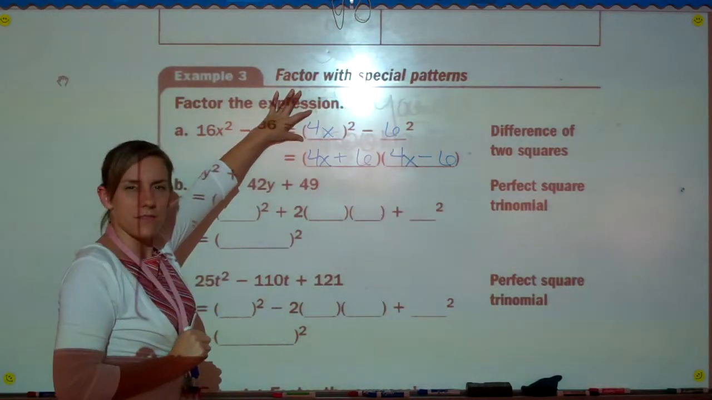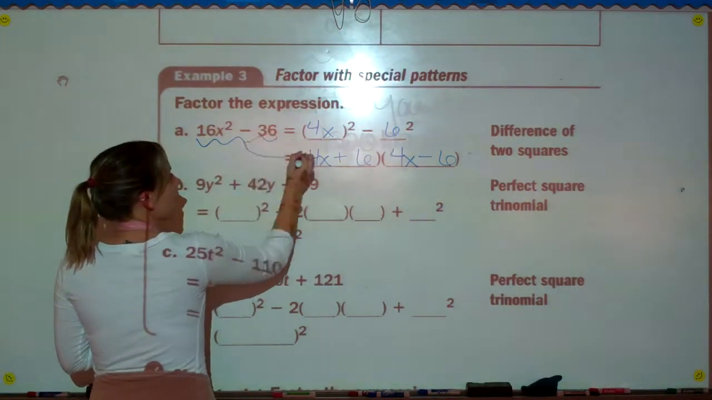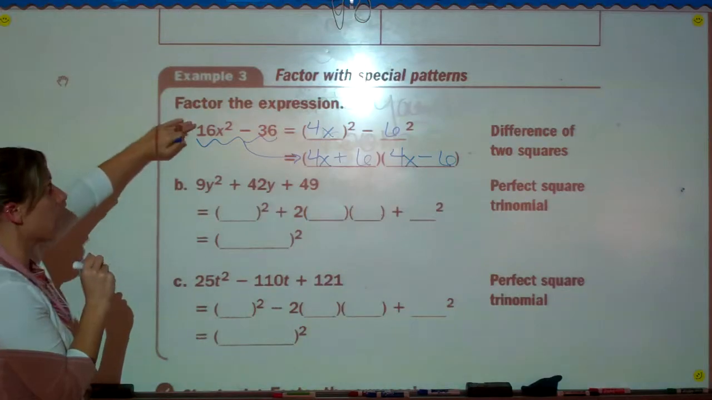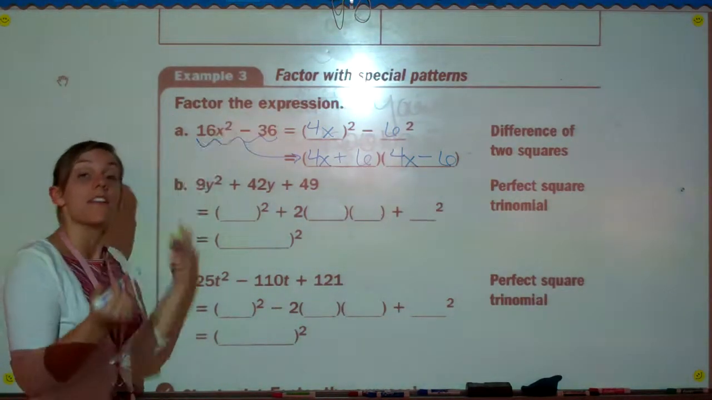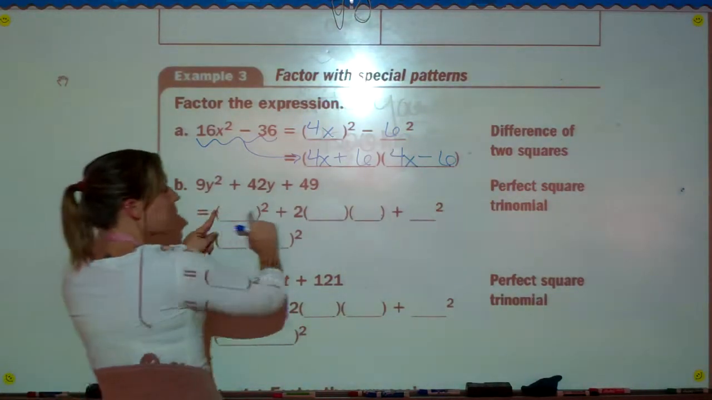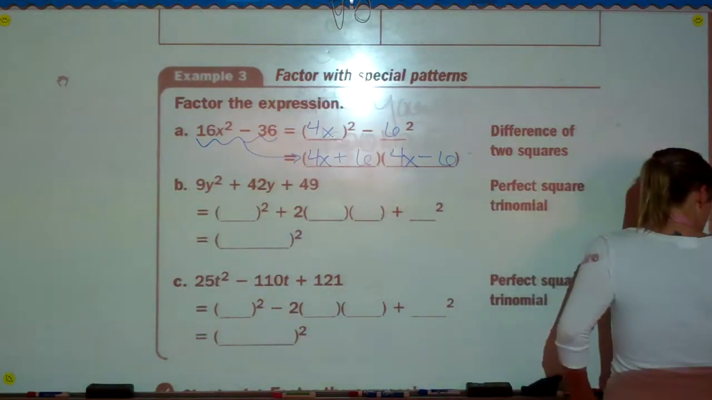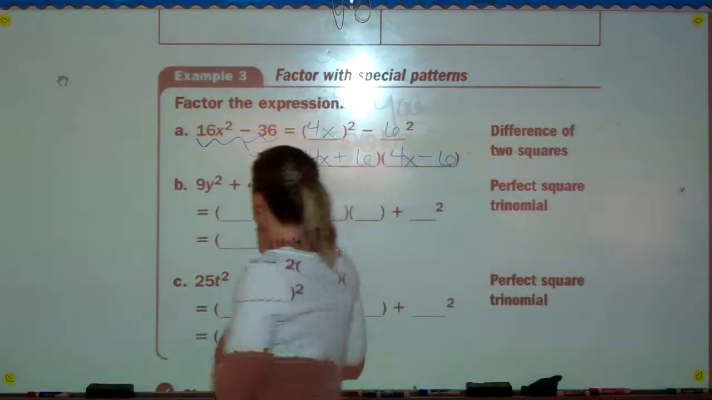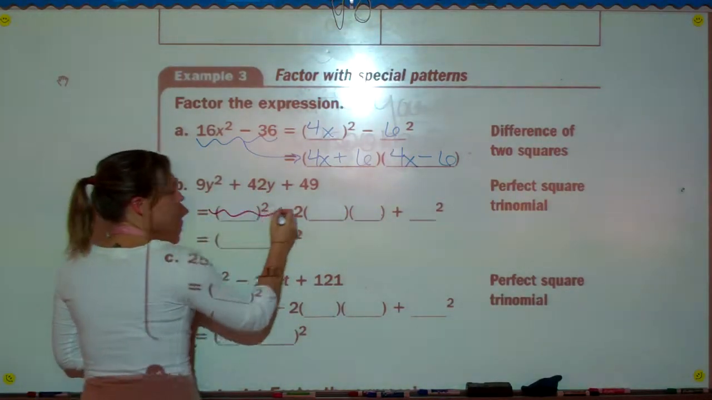You don't really need to do this part if you don't want. Most of the time, I just jump from here to there. And I just say, what times what gives me 16x squared? What times what gives me 36? They need to be the same because they're perfect squares. All right, this is the pattern that I kind of skipped, but I can show you that it can work out pretty easily. There is a rule to it, but we're not really going to focus that hard right here.